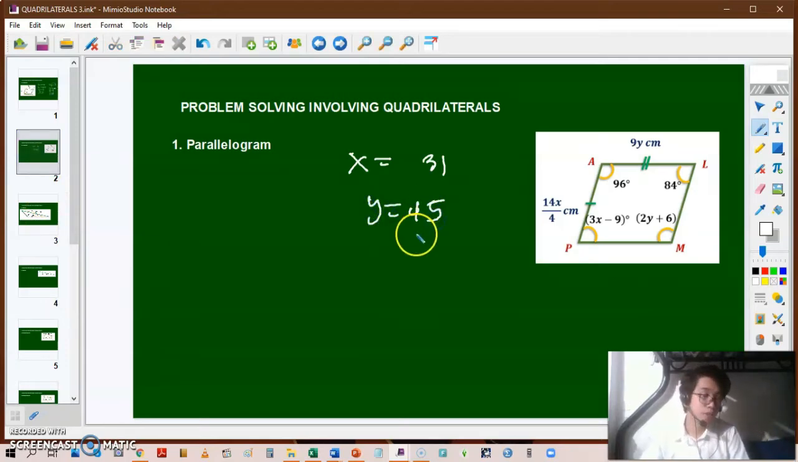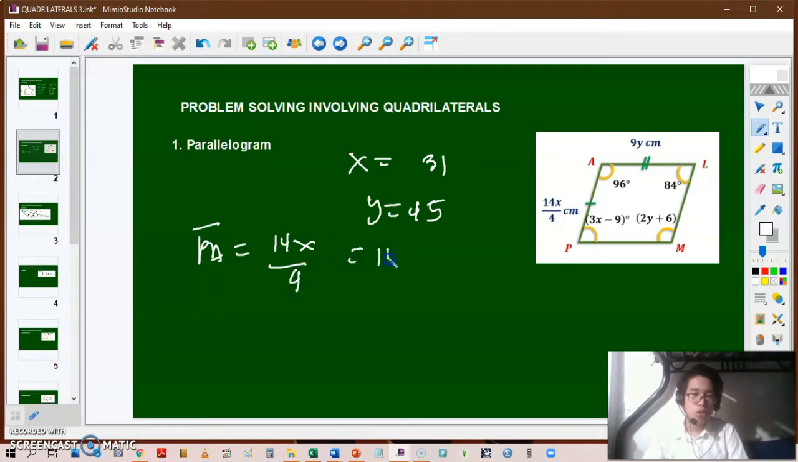Now we can solve for the side measurements of PA and then AL. PA will be equal to 14x over 4 centimeters. So what's 14 times 31 over 4? That's going to be 217 over 2, or 108.5. So side PA measures 108.5 centimeters.